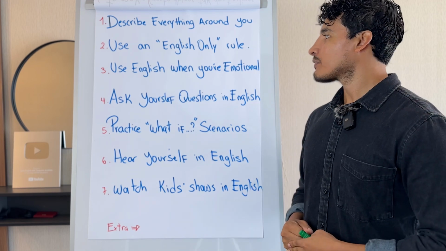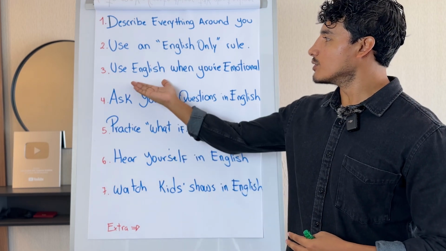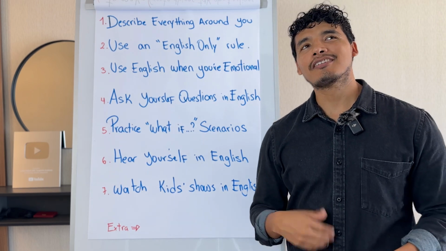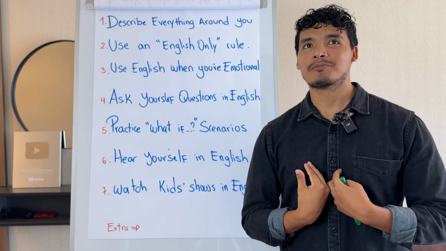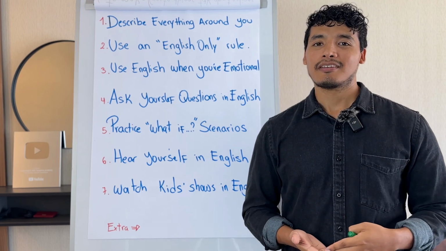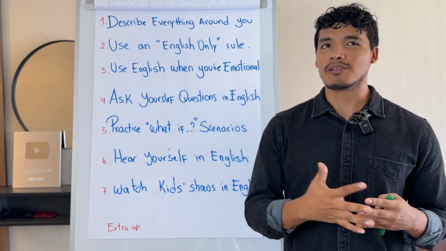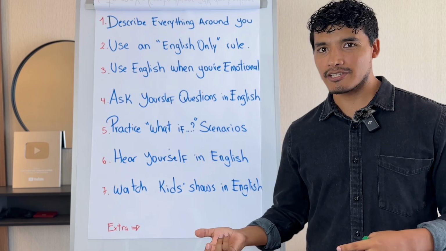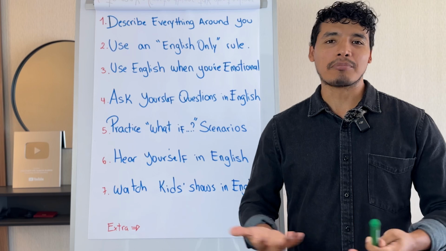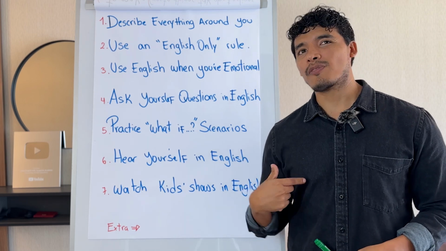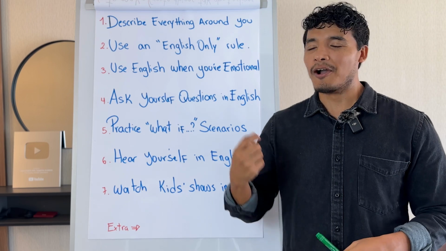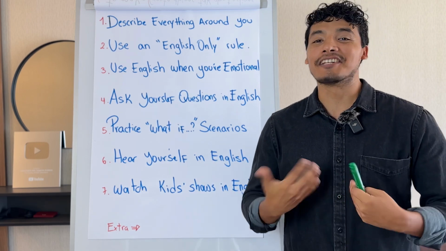All right? So, number 3 is use English when you're emotional. Now, this is something I used to do and I still do nowadays. Yeah, when I was emotional, when I was learning English and I was depressed, for example, imagine that I broke up with my girlfriend, then I used to think, I feel terrible. I hope she dies. Well, that is an example, okay?